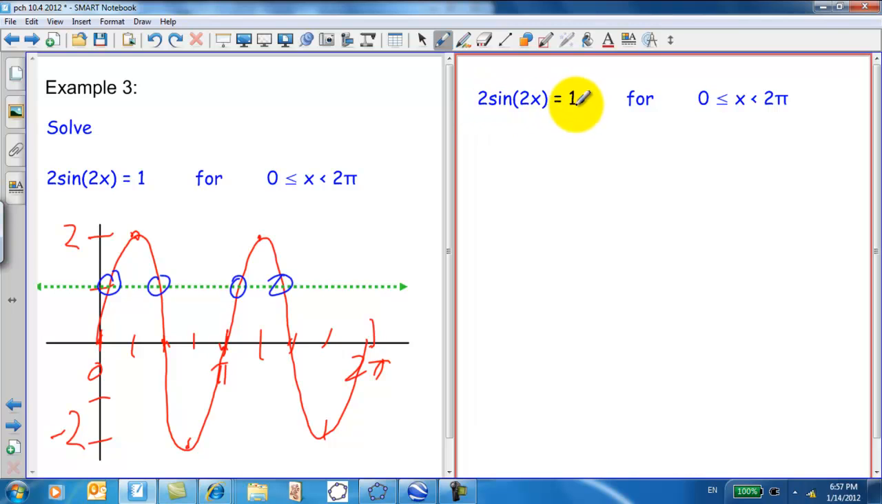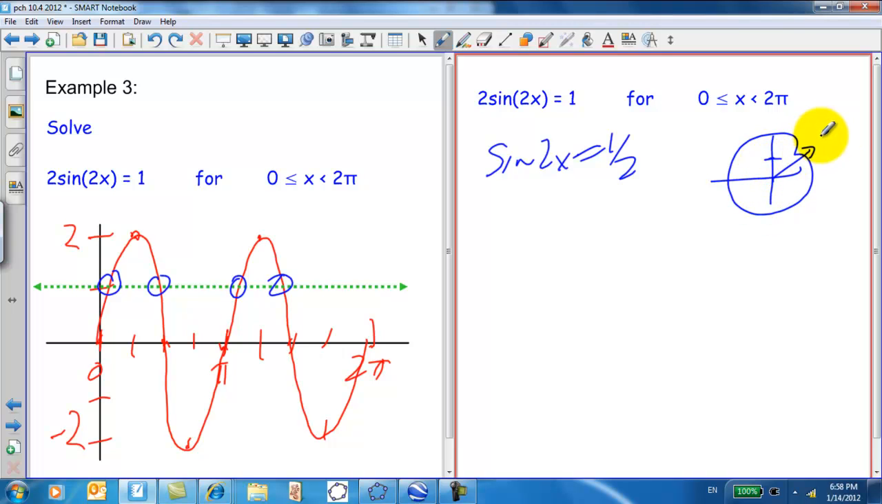2 sine 2x equals 1. Well, if you try to expand this into 2 sine x cosine x, you're not going to get something you can factor. It's just not going to work out. So you just say sine 2x equals a half. And when does a sine equal a half? At pi over 6 and 5 pi over 6.